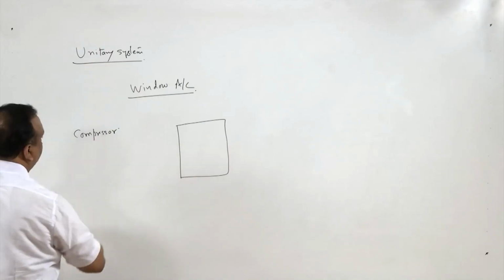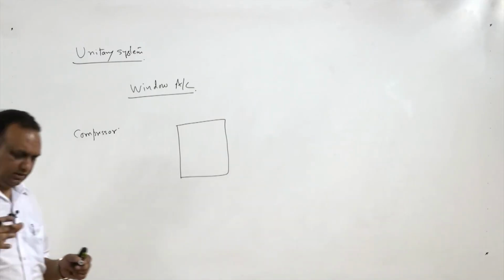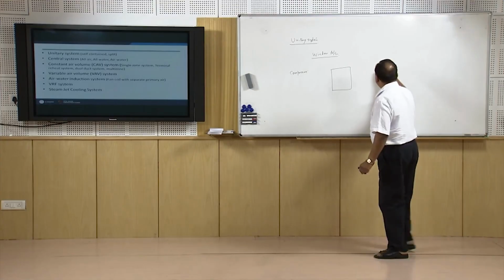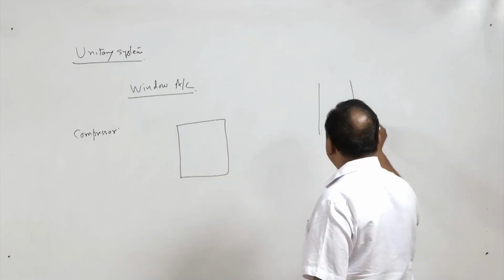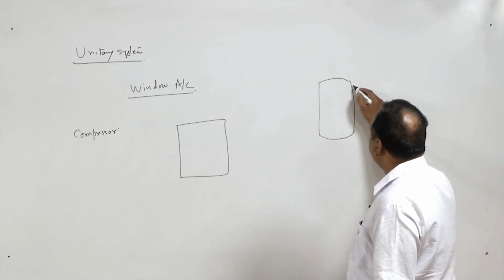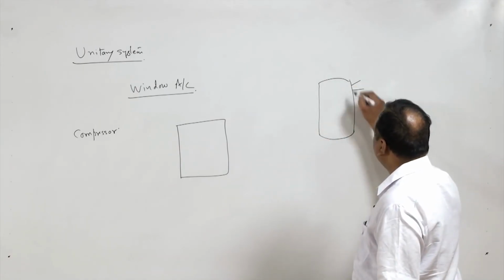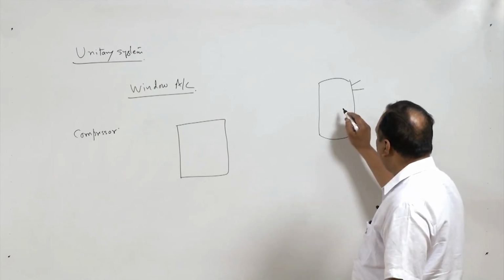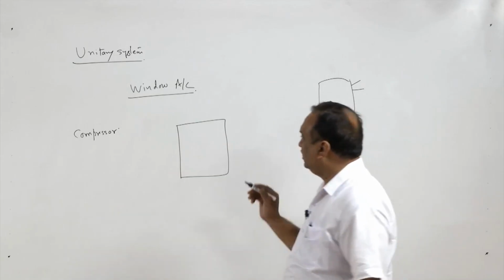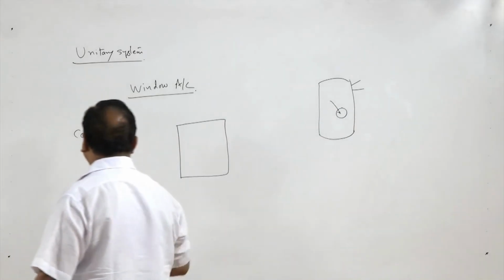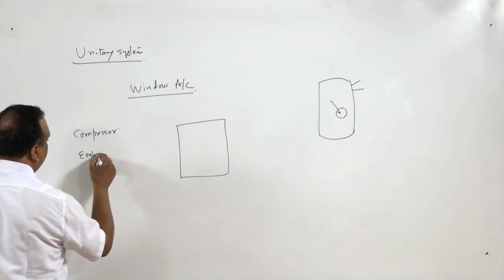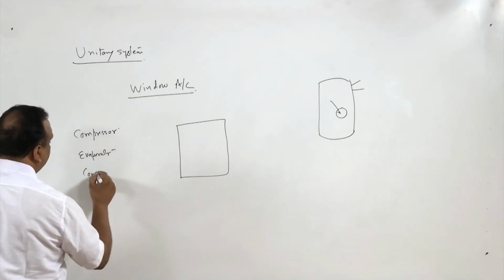The compressor is a hermetically sealed compressor. In a hermetically sealed compressor, the compressor and the motor are housed in a single unit, and only the wires connected to the motor come out of the body of the compressor, and the cooling of the motor coil is done with the help of refrigerant. So this hermetically sealed compressor is used in unitary systems, and they have an evaporator and they have condensers.